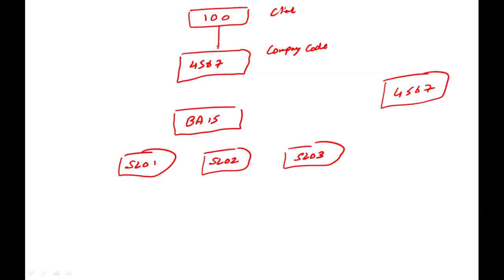So this link is auto created because I'm creating this under the client. Initially I put only the client, and under the client, I have created all these things. So this link is an auto link. And my store locations are all created under the plant. When I created my store location, I put my plant as BA15 and I created the store location under the plant. So this link is also built.